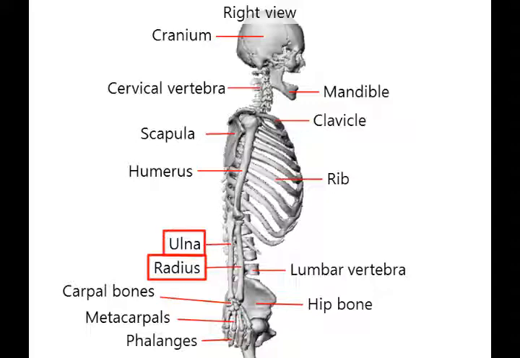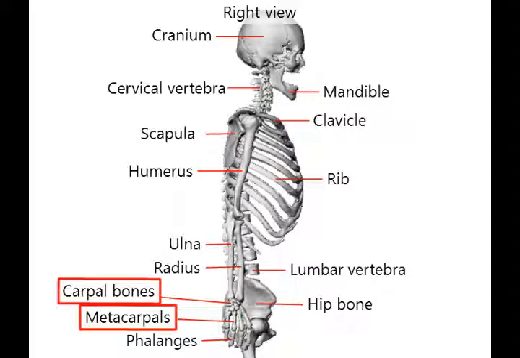The ulna and radius are connected to the carpal bones at the wrist joint. The carpal bones consist of 8 bones. The carpal bones and metacarpal bones are bones located in the palm. There are 5 metacarpal bones, and each of them is connected with phalanges.